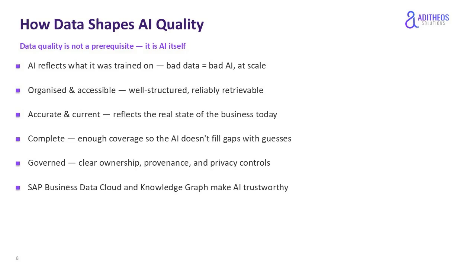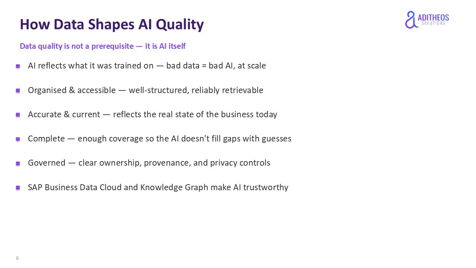Here's the thing that gets overlooked more than anything else in enterprise AI discussions: data quality. AI doesn't possess inherent knowledge. It reflects what it was trained on. An AI system trained on incomplete, inconsistent, or biased data will produce incomplete, inconsistent, or biased outputs at scale and at speed.